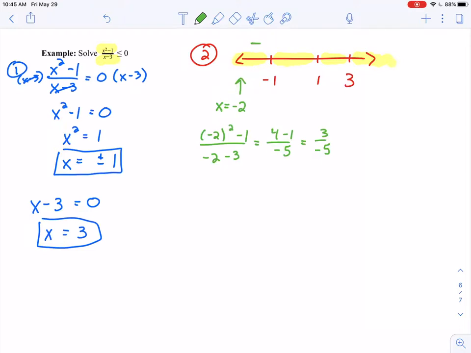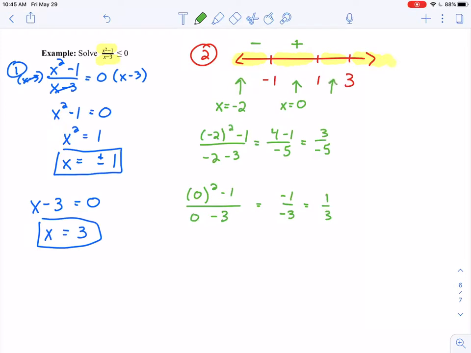Between negative 1 and positive 1 here, how about we choose x equals 0? So I'm going to take that and plug this in. Let's see, 0 squared minus 1 over 0 minus 3 gives me negative 1 over negative 3. That's really positive 1/3. So my function is positive right there between negative 1 and positive 1.